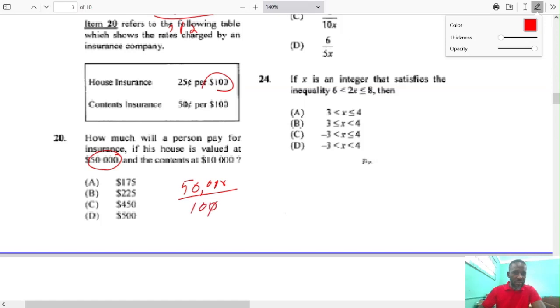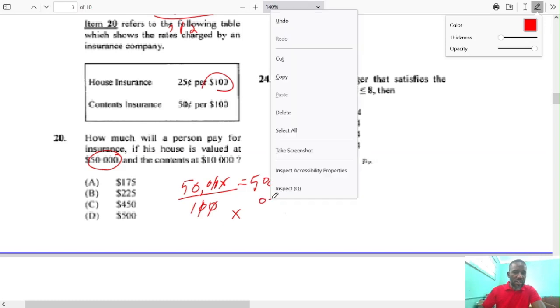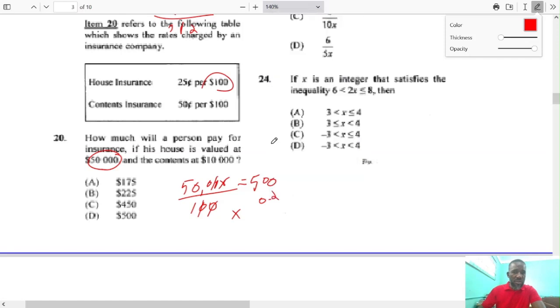So we cancel here. So we know that's 500. So there are 500 $100 in 50,000. So now we are going to multiply that by 25 cents. So we're going to multiply that by 0.25.